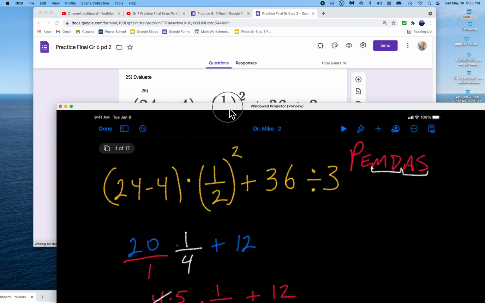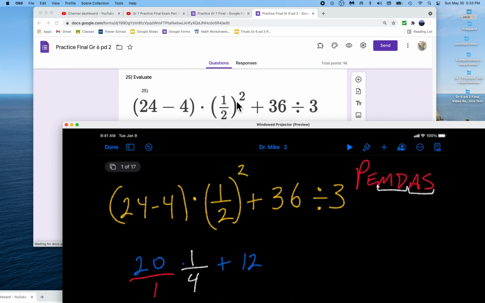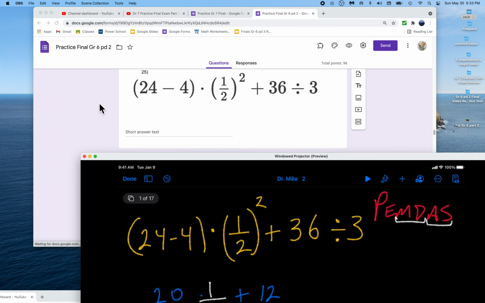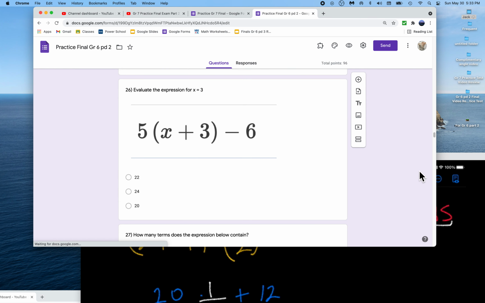Okay, so let's review what we did. First, we got to make sure we transcribed it correctly, and we did. Parentheses, 24 minus 4 is 20. Exponent, 1/2 times 1/2 is 1/4. 36 divided by 3 is 12. 20 times 1/4 is 5. 5 plus 12 is 17. Okay.